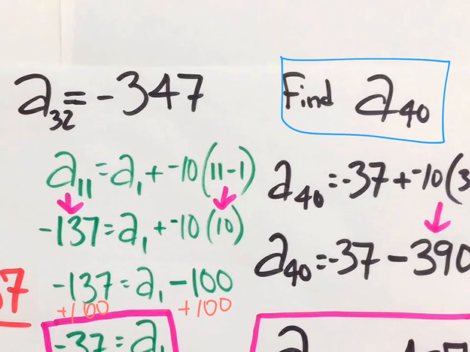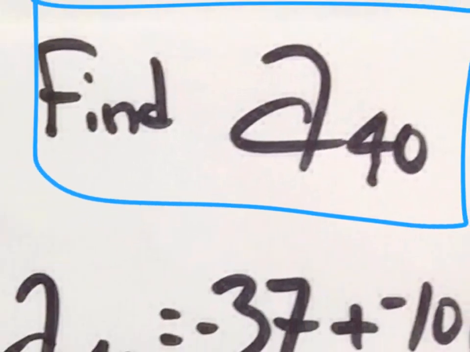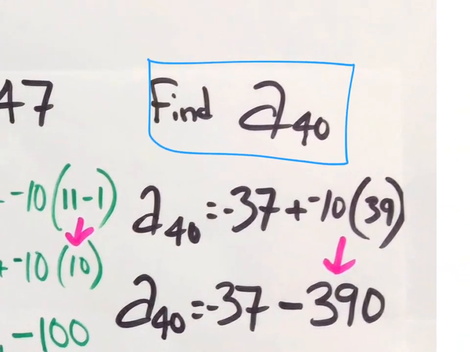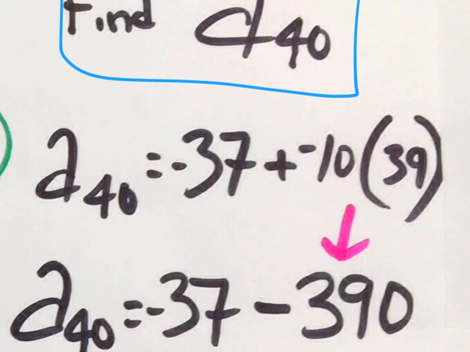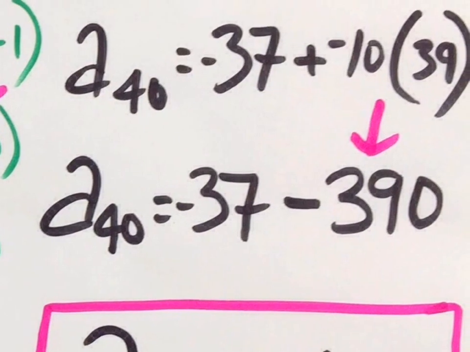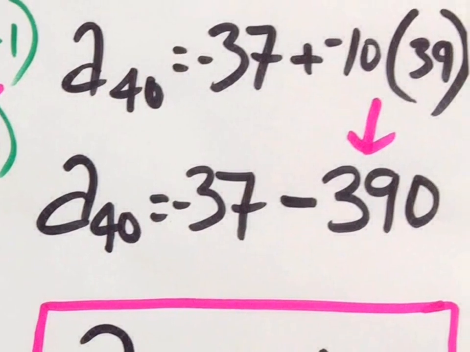So what happens next? We've got to find a sub 40. We've got the common difference. We've got that initial term. Let's get cracking. All right, a sub 40 equals negative 37 plus negative 10, the common difference, times 39, n minus 1, gives us what? Negative 10 times 39 is negative 390.